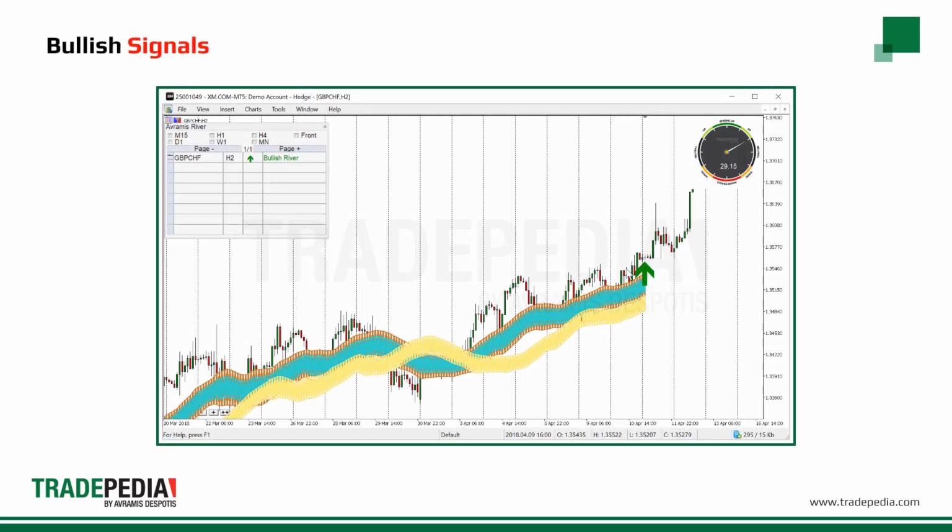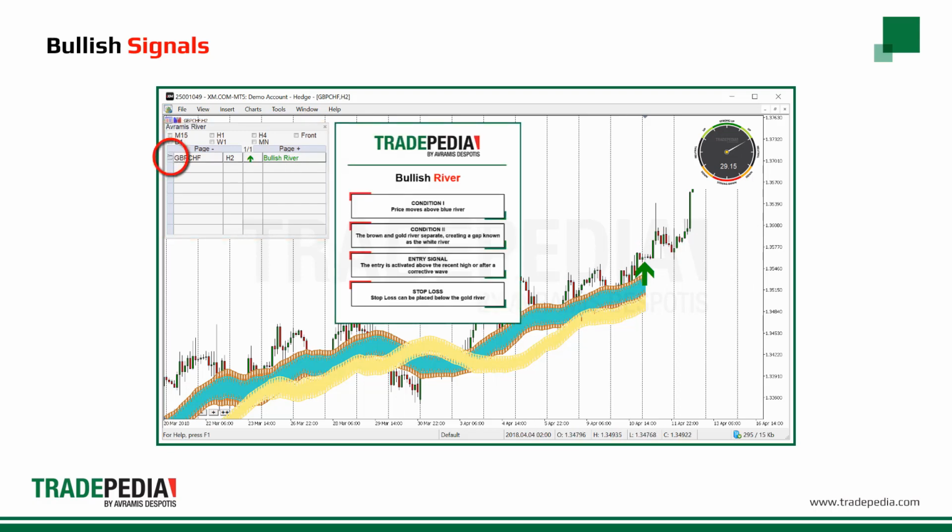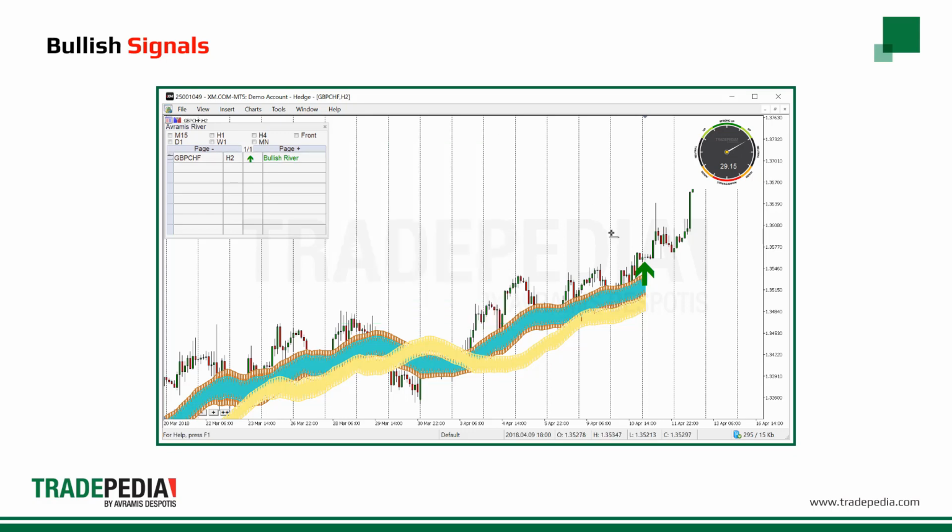When a bullish river is identified, a green arrow appears below the candle generating the signal. More information about the signal can be found in the monitor panel by clicking the envelope on the left side of the panel. A bullish river suggests new long positions and an exit to any remaining short positions. An entry could be placed above the recent high with a protective stop loss below the Gold River.